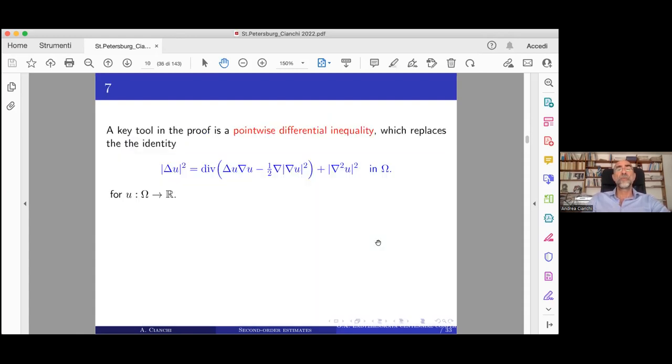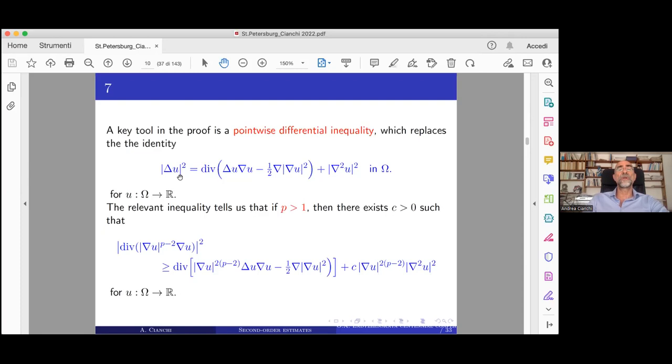Now, a key point in this proof is a differential inequality, which serves as a replacement for this identity, which is true in the linear case. So this identity concerns just the Laplacian of u, and this is the starting point in the proofs of this classical result I mentioned before. Now, for the p-Laplacian operator, which means p larger than one, we have a version of this where instead of equality, we have an inequality. So on the left-hand side, we have the operator, which is divergence of this nonlinear expression squared. And on the right-hand side, we have two terms.